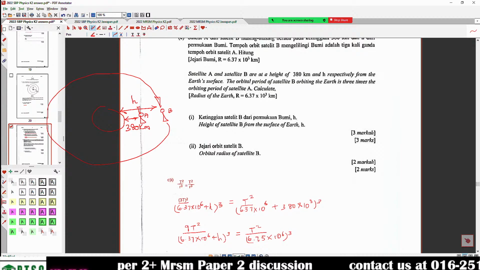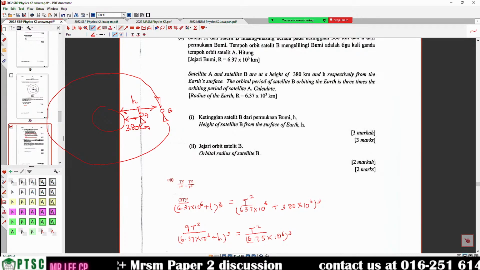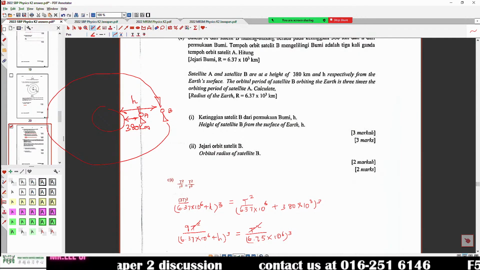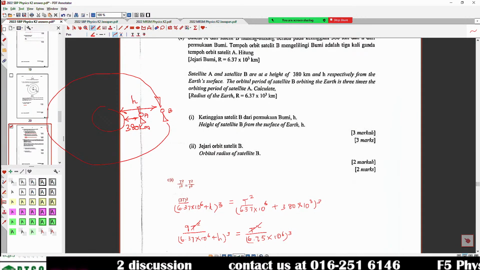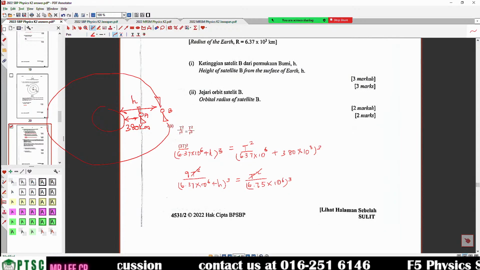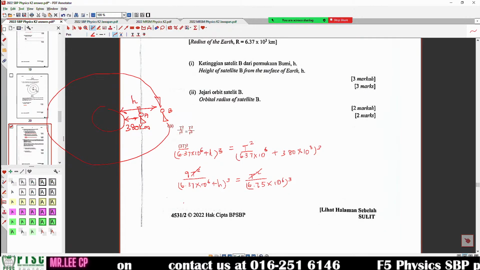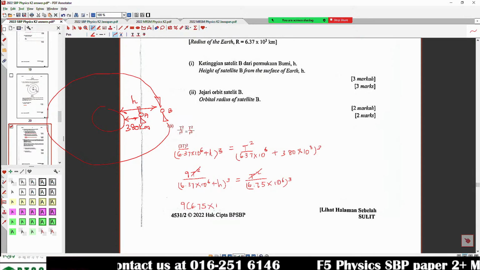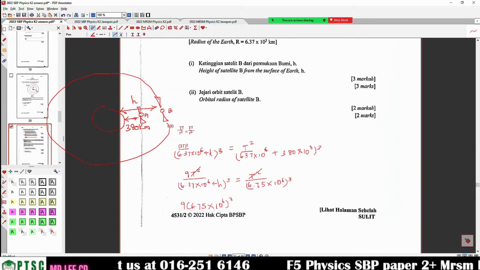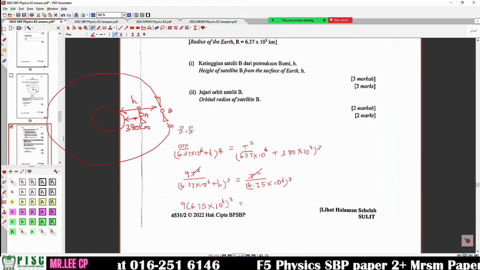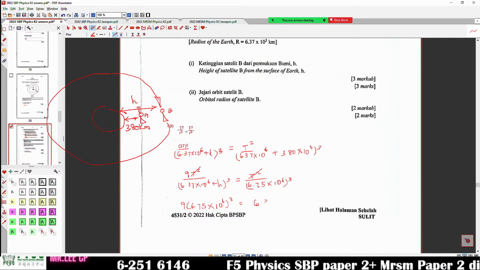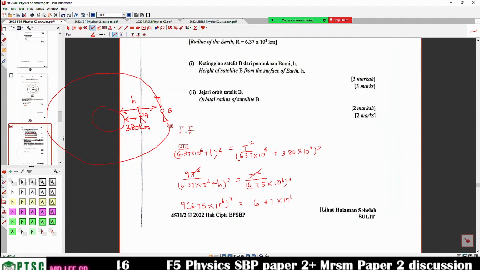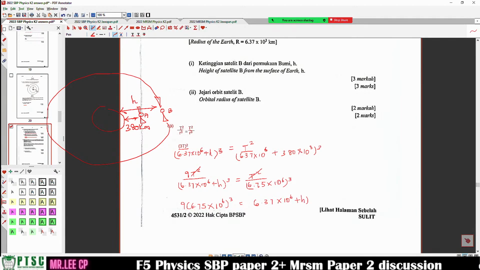Okay, because of here, this is t, I can cancel t square. So I move it to here, and I'll get 9 times 6.75 times 10 power 6 to the power 3, which is equal to 6.37 times 10 power 6 plus h, and then cube.